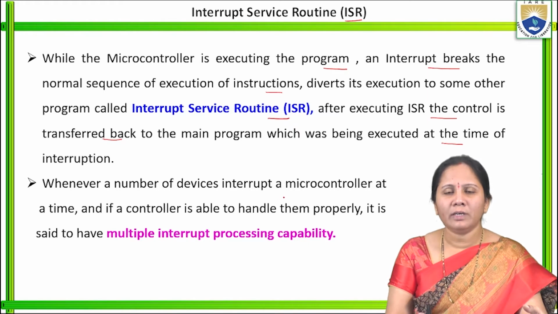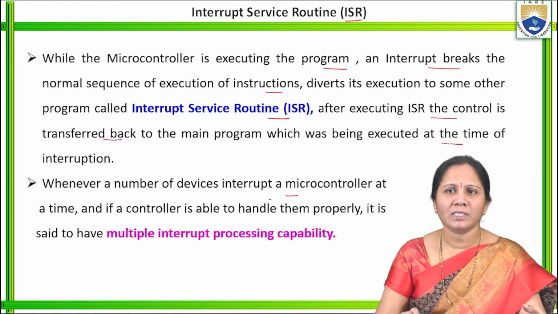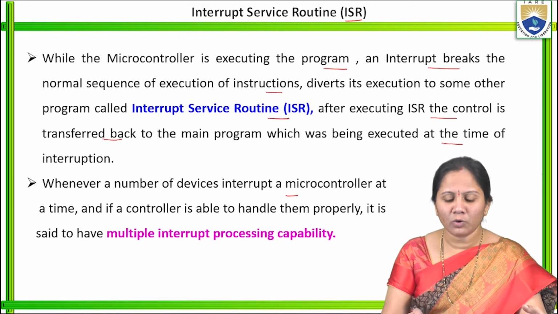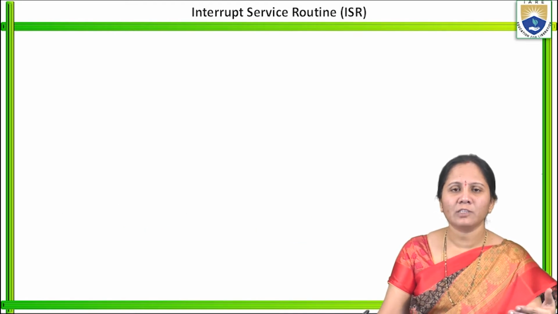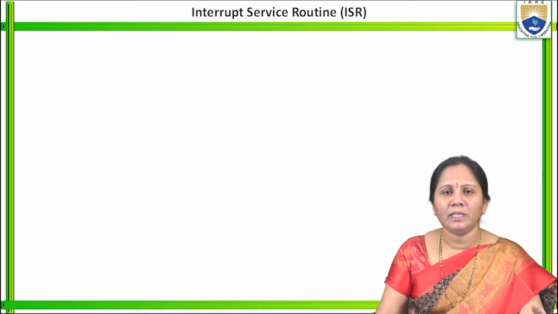Now, whenever a number of devices interrupt a microcontroller at a time, the microcontroller should be able to handle them properly. Only then can we say that the microcontroller has multiple interrupt handling capability. That means it has to accept all the interrupts, resolve the priorities, and then service the particular interrupt which has the highest priority.